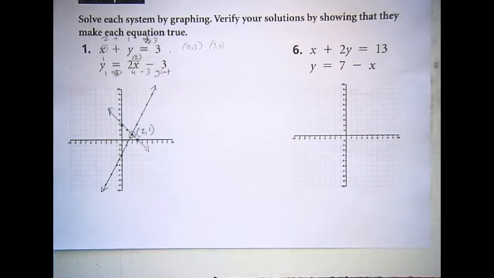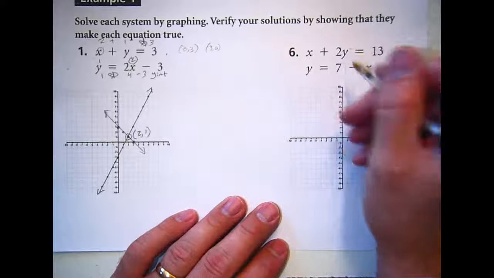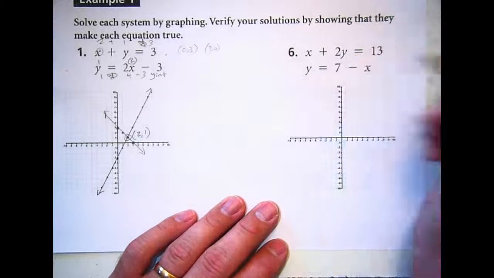Okay, how many have an answer for 6? One person? Who's completed 6? I have a graph, I just don't like it. Yeah. You don't have the solution? Yes. Uh-oh. What's wrong with 6? Why is it so tough? Fractions. You get a fraction? Yeah.